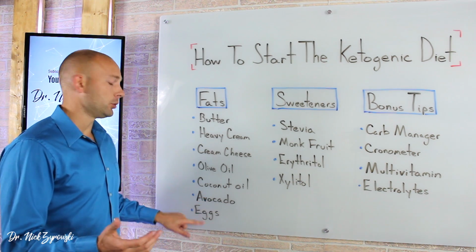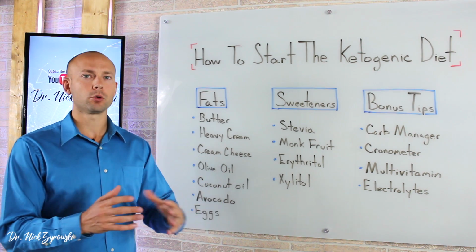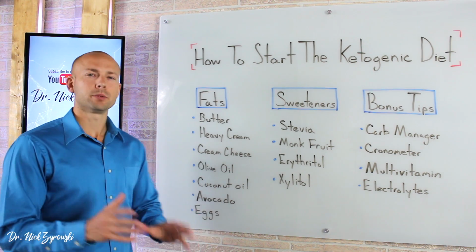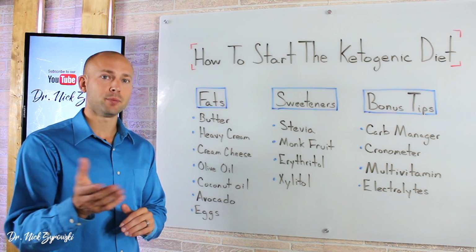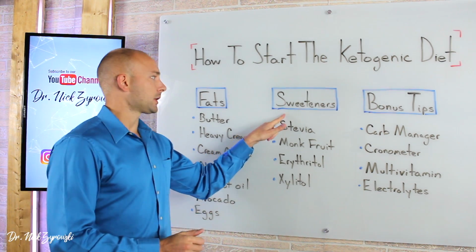And then I also included eggs on here. Now eggs aren't just a fat alone. They are high in fat, but they're also high in protein. And I included it here just simply because I didn't put it anywhere else. But many people who are on the ketogenic diet really like to eat a lot of eggs. Now the next topic here is sweeteners.